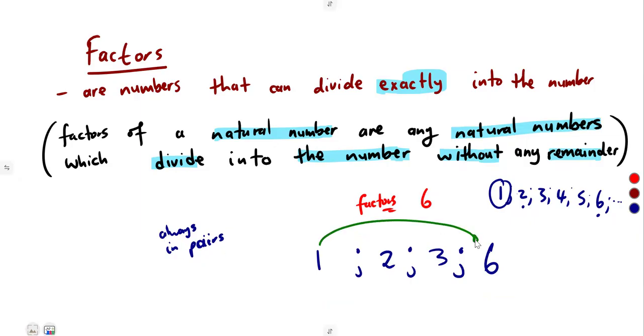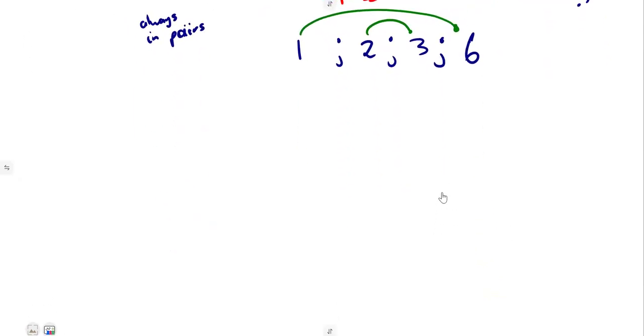As I said, they are always in pairs. 1 times 6 gives us 6. 2 times 3 gives us 6. So this is how you can find the factors of any number, as long as you are dealing with factors, guys.